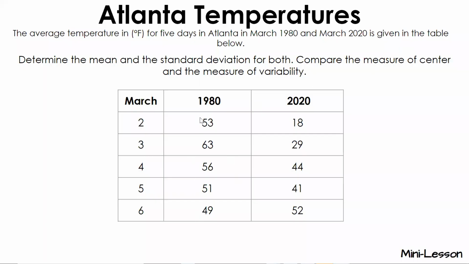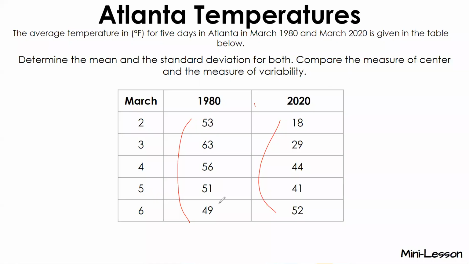Okay, variability. So we're looking at 1980 and 2020. You don't really have to do anything with these numbers over here on the side. This is just telling you the dates. But what you're going to do is find the mean of these, find the mean of these, find the standard deviation for both, and then compare. Go ahead and take a moment.